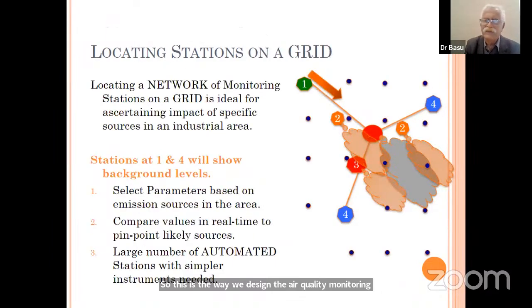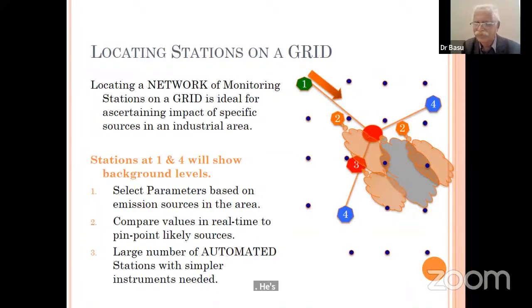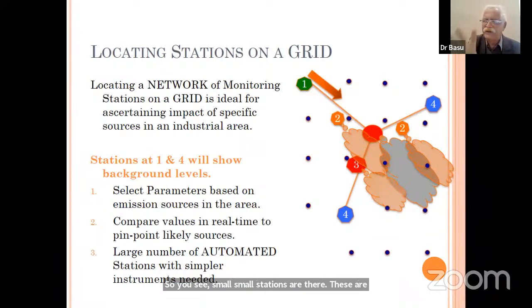Now, Delhi is a typical place where in winter, the air is coming from the Punjab areas, Kashmir areas, and in summer it is coming from Rajasthan. So there is a change of pattern. So we make a grid. So you see, small stations are there. These are all grids, and in every grid we have a station. The big metropolises like Mumbai, Delhi, Pune, Bangalore, Chennai, Calcutta, these are the places where we have grid systems.